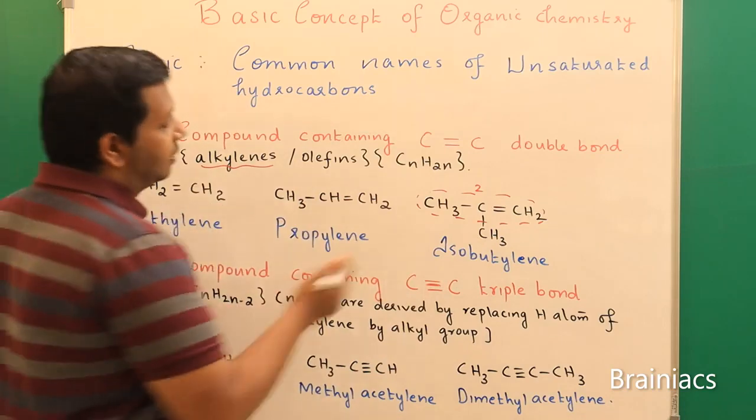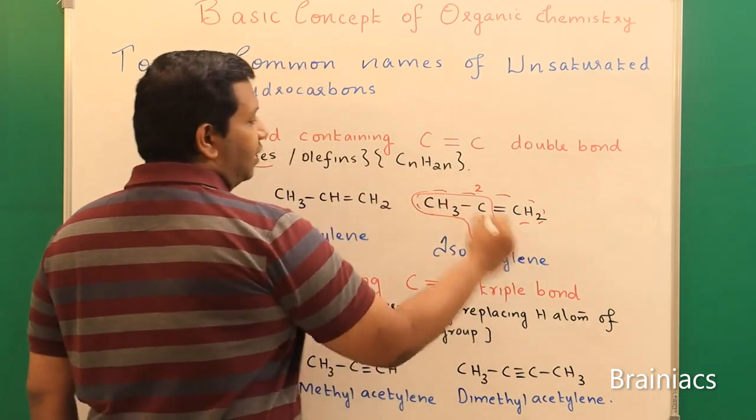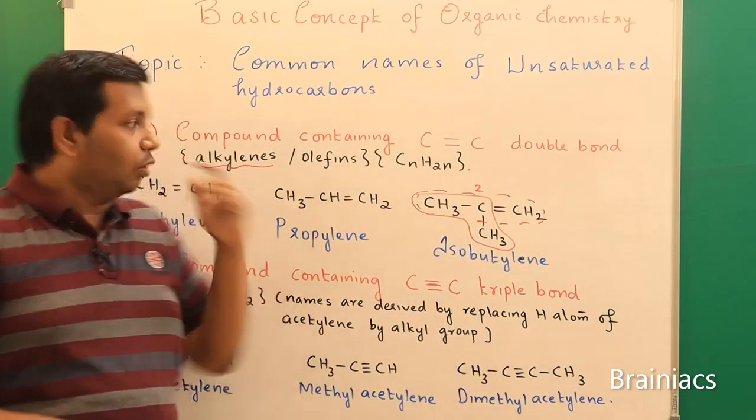Then what is the name of this compound? Isobutylene. And please remember, if you are not remembering that, this unit CH3, CH3, this is an iso group. Okay, that is another way to remember it. Okay, so I hope you understood.